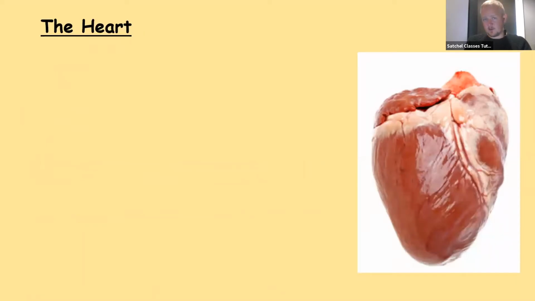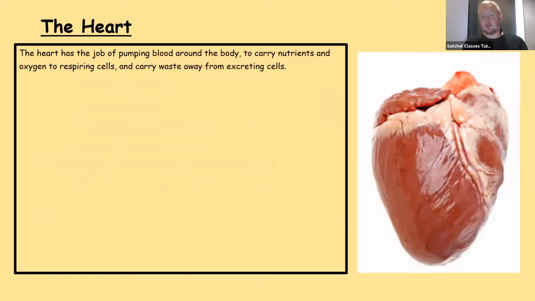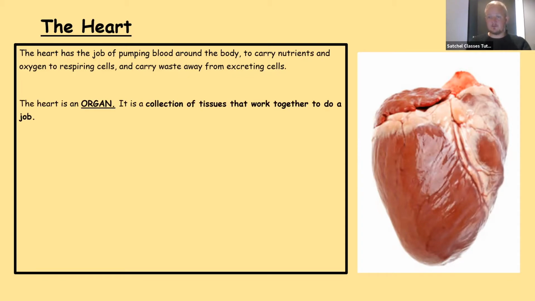Here's a picture of an organ. This is the heart. The heart has the job of pumping blood around the body to carry nutrients and oxygen to respiring cells and carry waste away from excreting cells. It's a very important job. The heart is an organ. We've said that already. It's a collection of different tissues that work together to do a job, i.e., pump blood around the body. Some of the tissues in the heart are visible in the photo here.